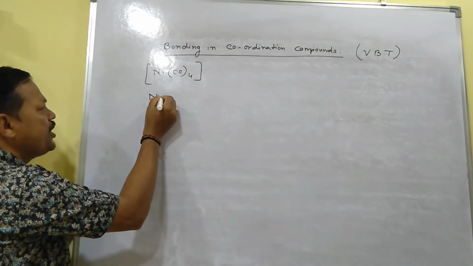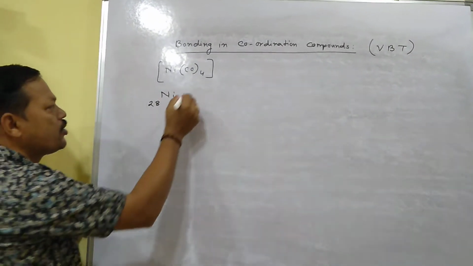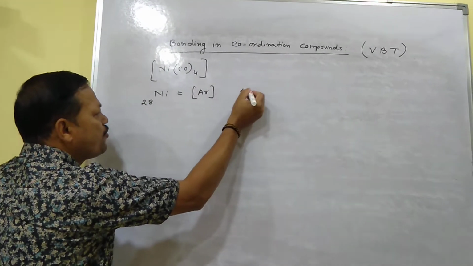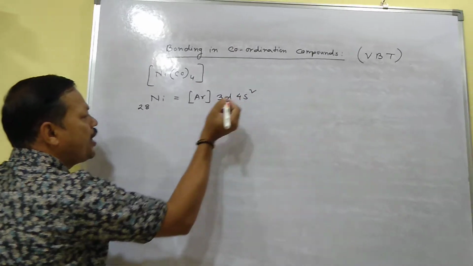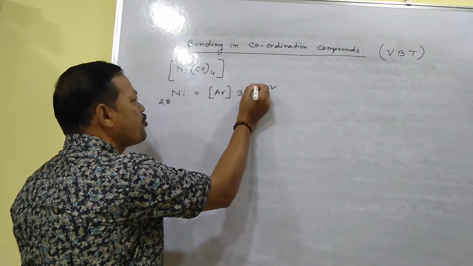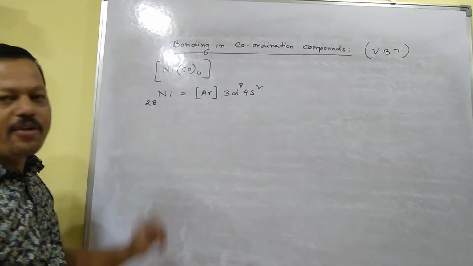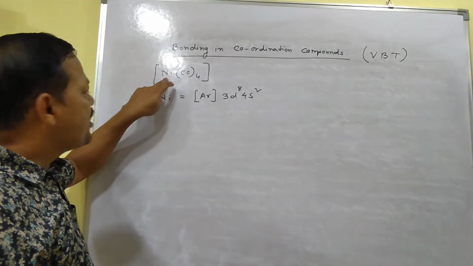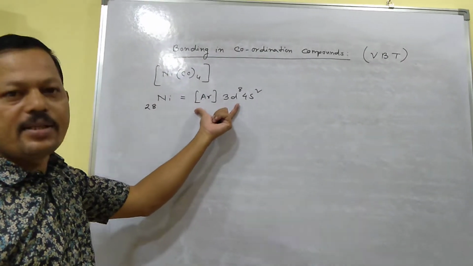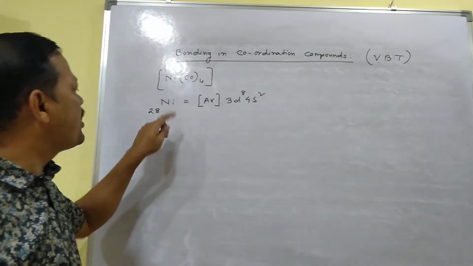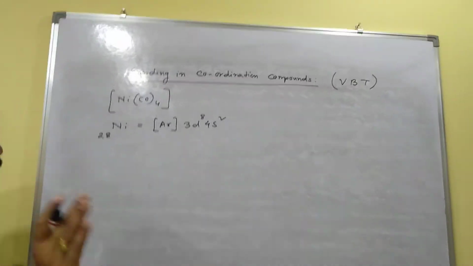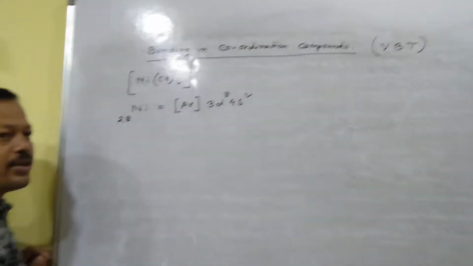Here, as you know, the atomic number of nickel is 28. Its electronic configuration you can write like this: argon, meaning 18 gone, then 4s2, then after that you enter the electrons in 3d. 18 plus 2 is 20, so 8 electrons remain. That's why 3d8. This is the electronic configuration of nickel. Since nickel is in the 0 oxidation state, it has no charge, so the electronic configuration remains the same. But suppose nickel is 2+, then you have to remove 2 electrons.